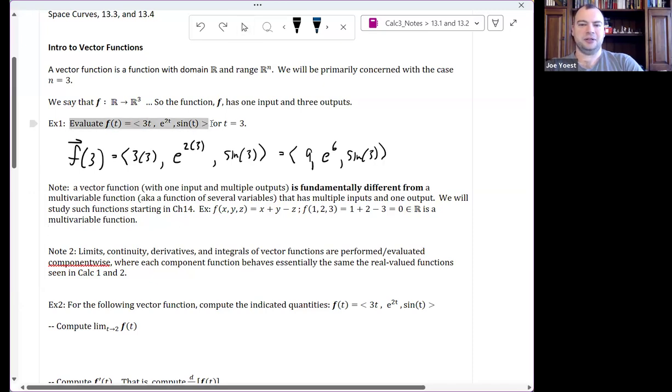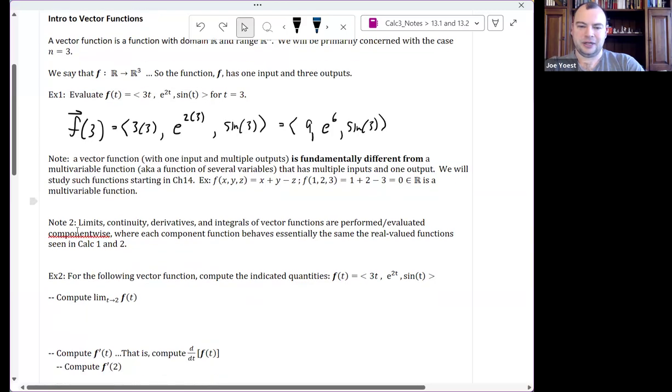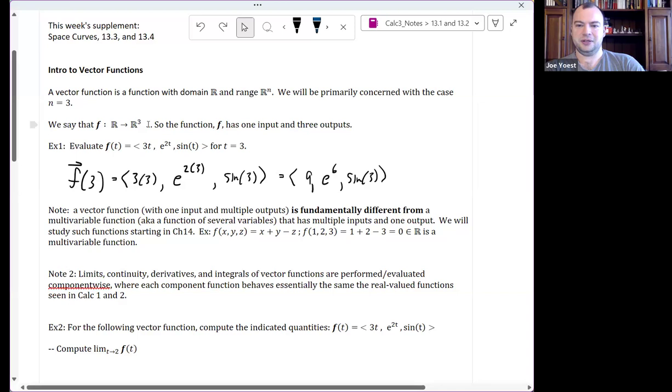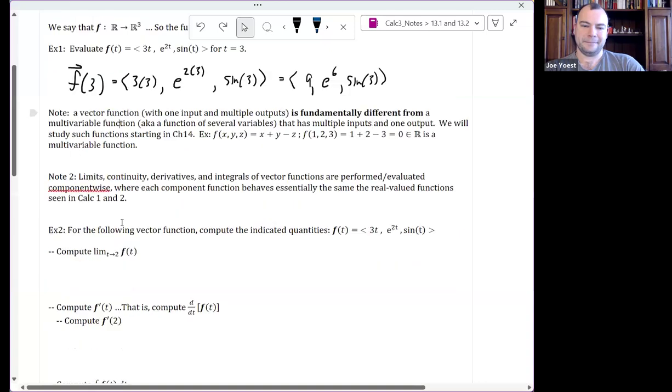In this chapter, we are only talking about vector functions, one input and multiple outputs. In chapter 14, we'll start looking at examples like this. You might have seen in another course the idea of partial derivatives or something like that. Well, that's an idea that applies to these functions, not to the vector functions that we're talking about. It's important to keep those two ideas separate in your head. What we're talking about here in chapter 13, we have one variable as the input, multiple as the output.